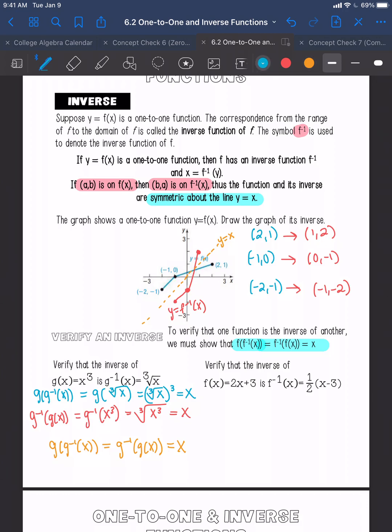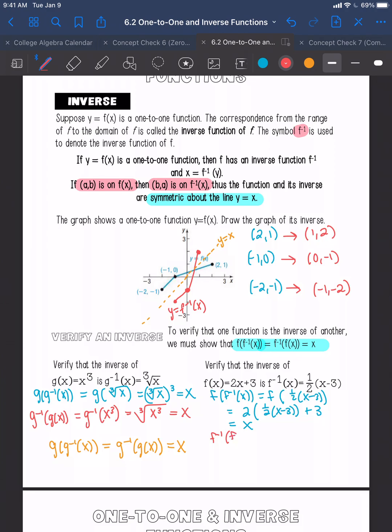Same thing here in this next example. F of f inverse of x is really, we're finding f of 1/2 x minus 3. So plugging that in, we have 2 times 1/2 times the quantity x minus 3 plus 3. The 2 times 1/2, 2 times a half is just 1. So we have x minus 3 plus 3, which is just x.